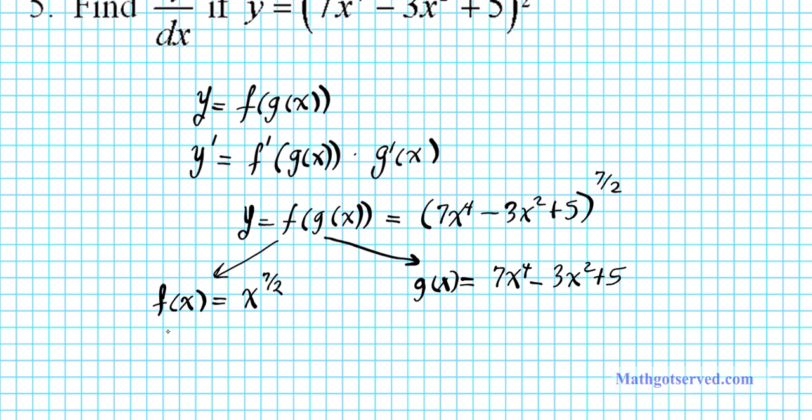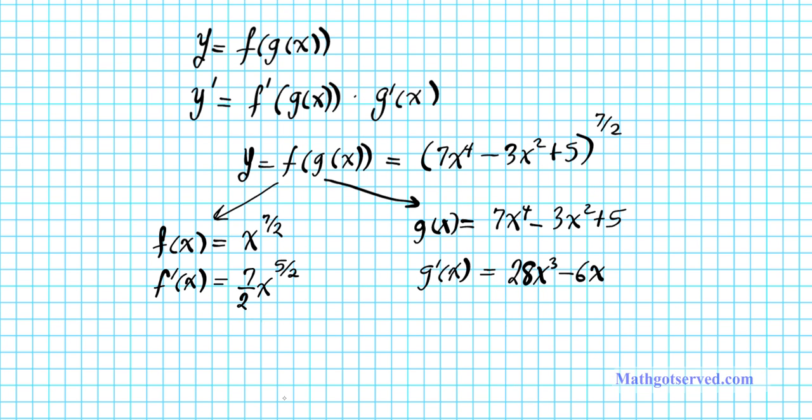Okay, now let's find f prime of x. F prime of x is 7 over 2, x to the, you subtract 1, which is 2 over 2, from 7 over 2, you're left with 5 over 2. All right, and then g prime of x is 28x to the third minus 6x.